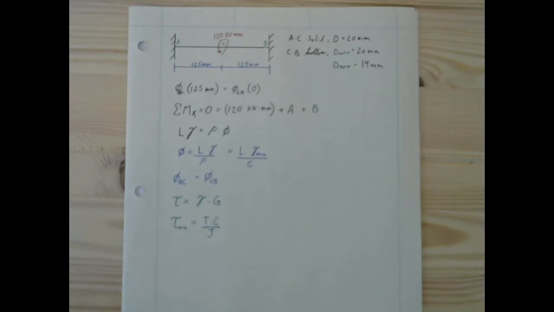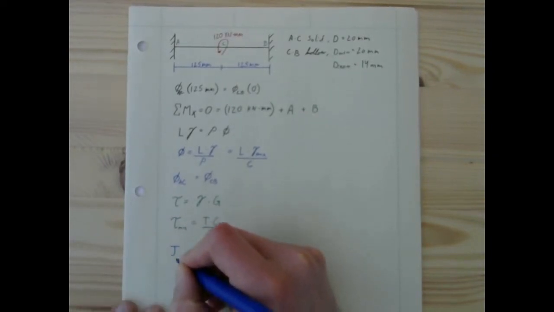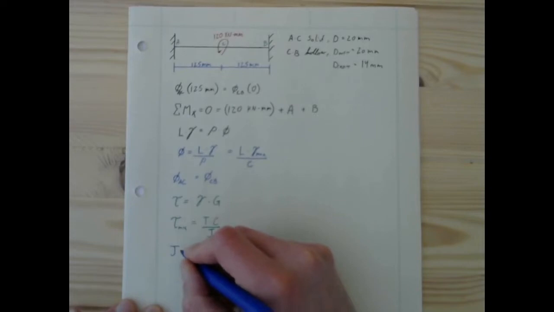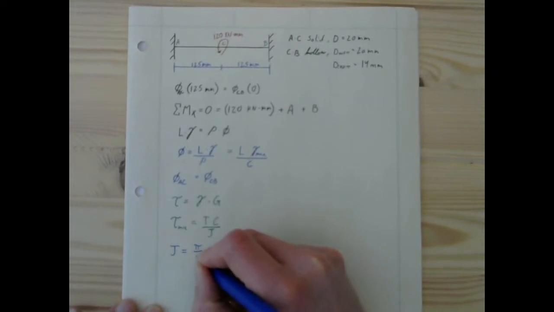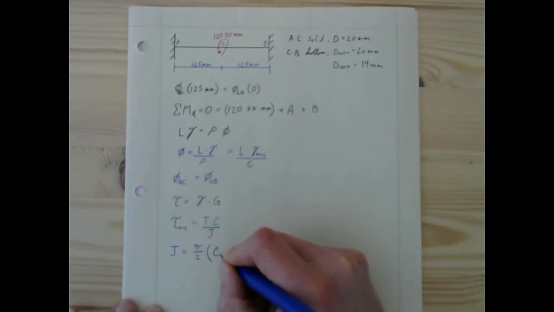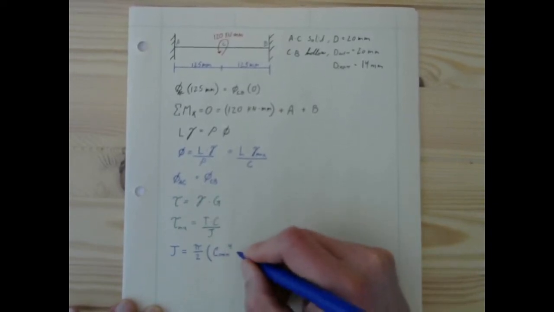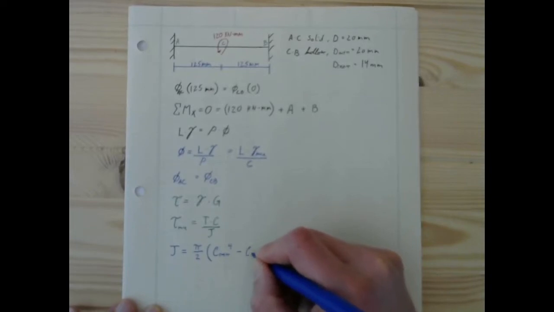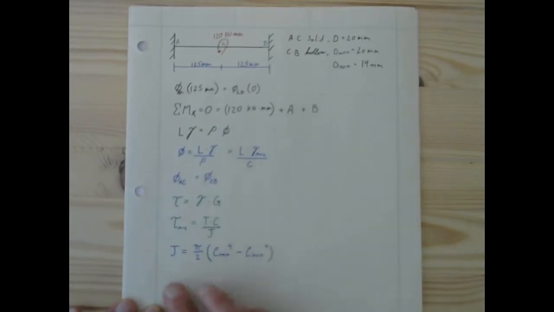Now, we do remember, of course, the polar moment of inertia for circular shafts, either hollow or solid, is going to be pi divided by 2 times our outer radius to the fourth minus the inner radius also to the fourth.